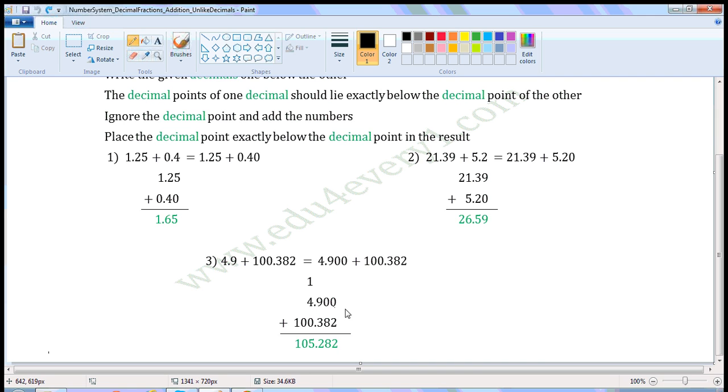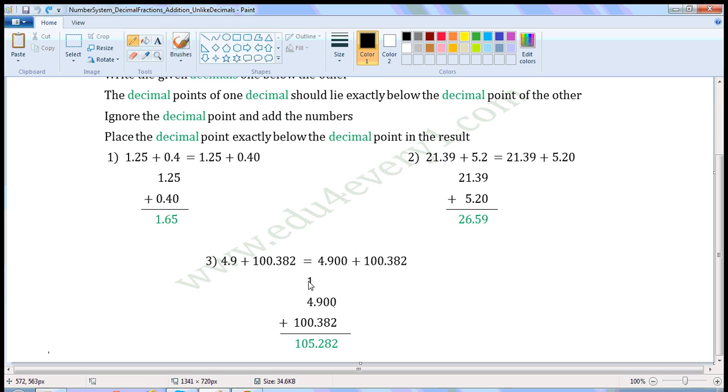Write 4.900 plus 100.382. See that the decimal point of this decimal is exactly below the decimal point of the other decimal. Then 0 will be below 2, 0 will be below 8, 9 will be below 3, 4 will be below 0. There will be no digit below 1 and 0. Now ignore the decimal point and add these numbers as we add whole numbers. 0 plus 2 is 2, so write 2 here. 0 plus 8 is 8, so write 8 here. 9 plus 3 is 12, so write 2 below 9 and 3 and carry over 1 to the next digit.